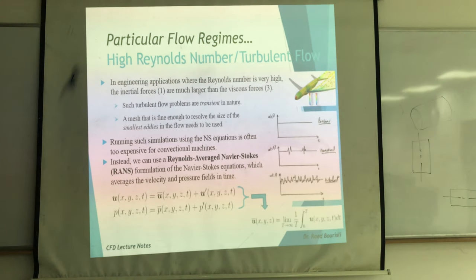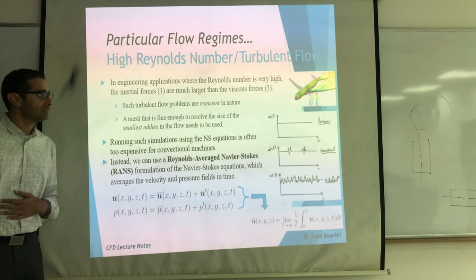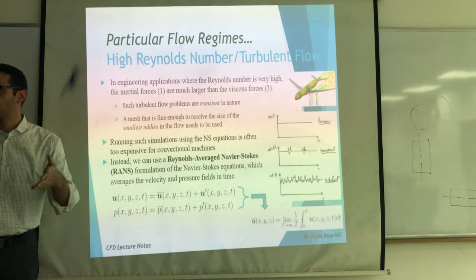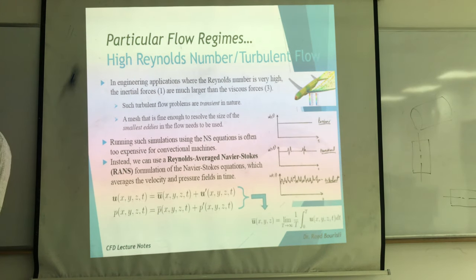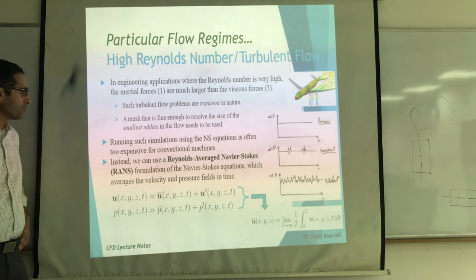High Reynolds number, on the other hand, the diffusion forces are negligible, and sometimes you change the character of the equations. Instead of the Navier-Stokes equation, you solve the Euler equation, which should provide acceptable results, where you disregard the diffusion, and the flow is dominated by the convective terms.